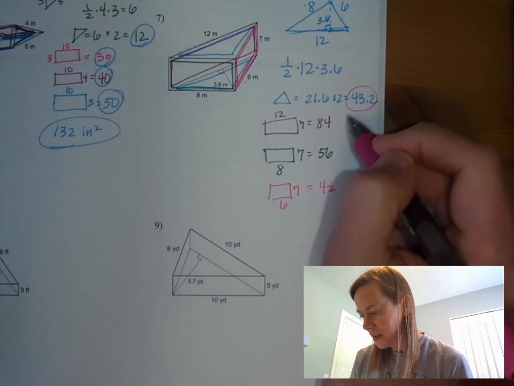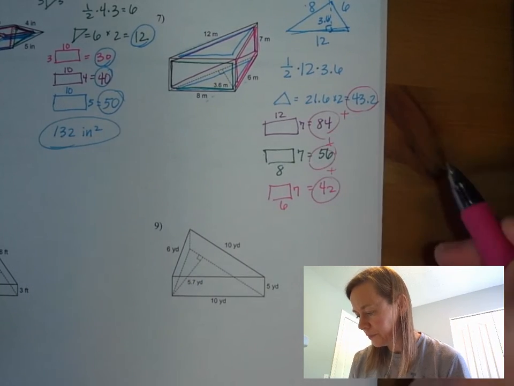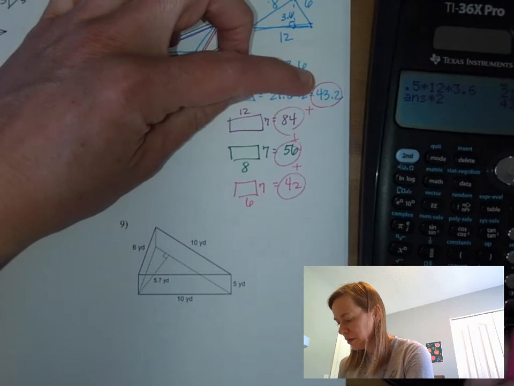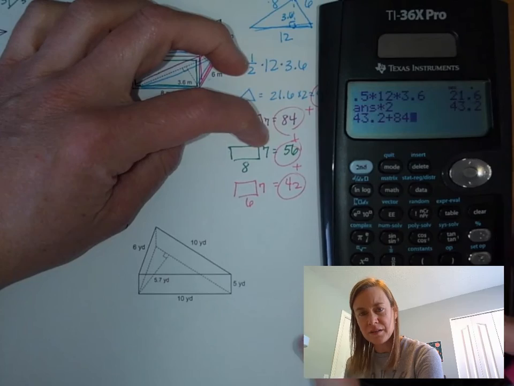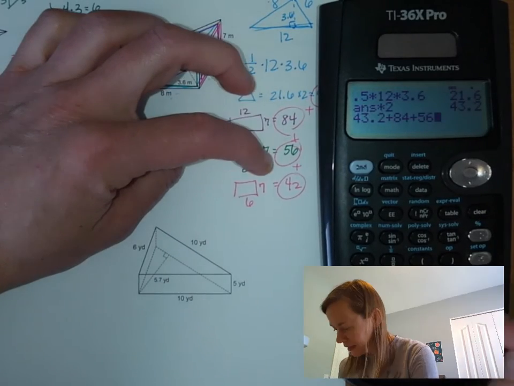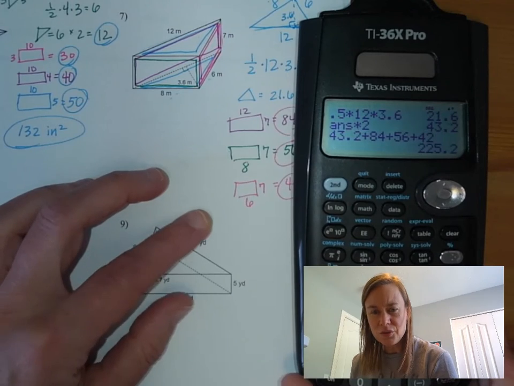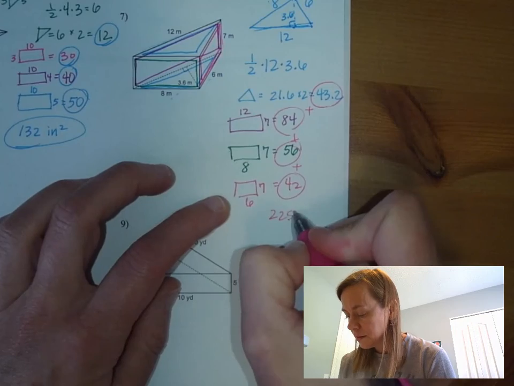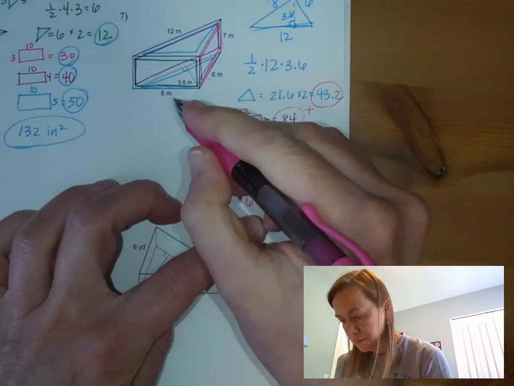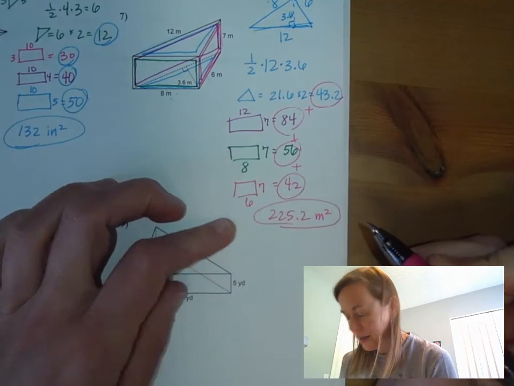Now you just have to take all these numbers that you've got and you need to add them together and find the total. So 43.2 plus 84 plus 56 plus 42 equals 225.2. And that will be meters squared. And that's how you do that one.